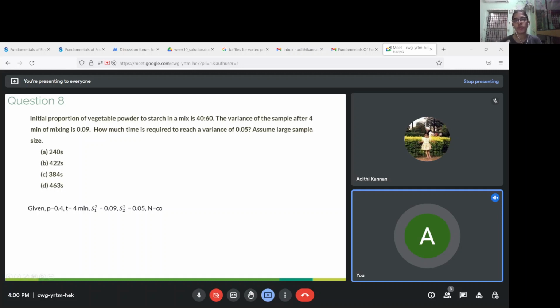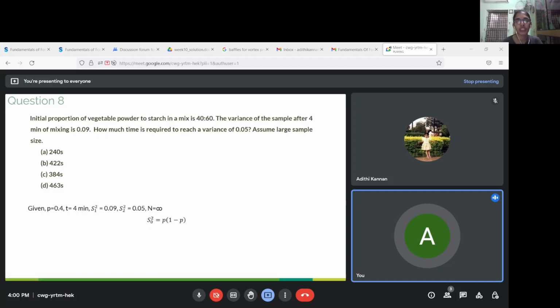The moment you assume, it is given that you are going to assume a large sample size, you can take n is equal to capital N is equal to infinity. So we will proceed with the same steps as before. S naught square, which is your variance at time t equal to 0, is equal to P into 1 minus P. That is, P is the particle that you are looking at, which is generally your smaller amount of component that you are looking at.